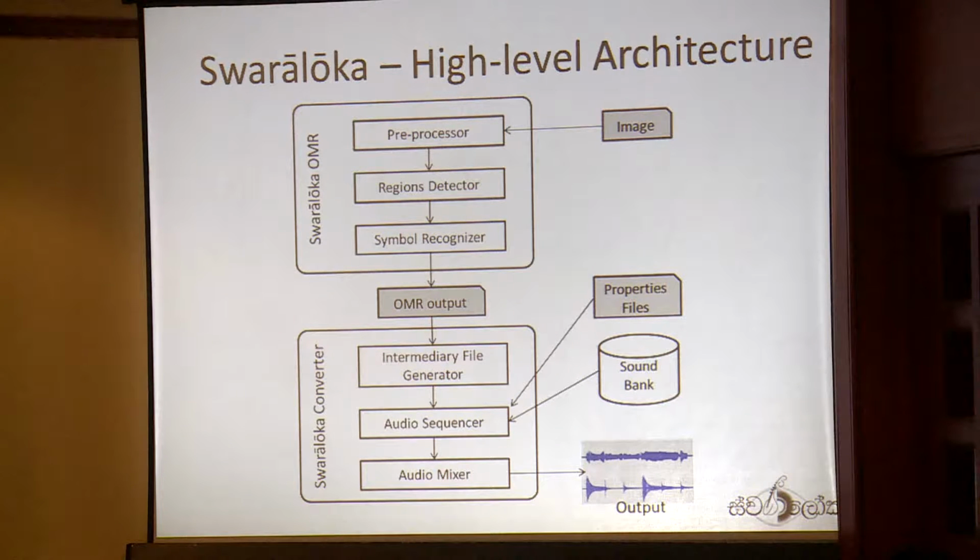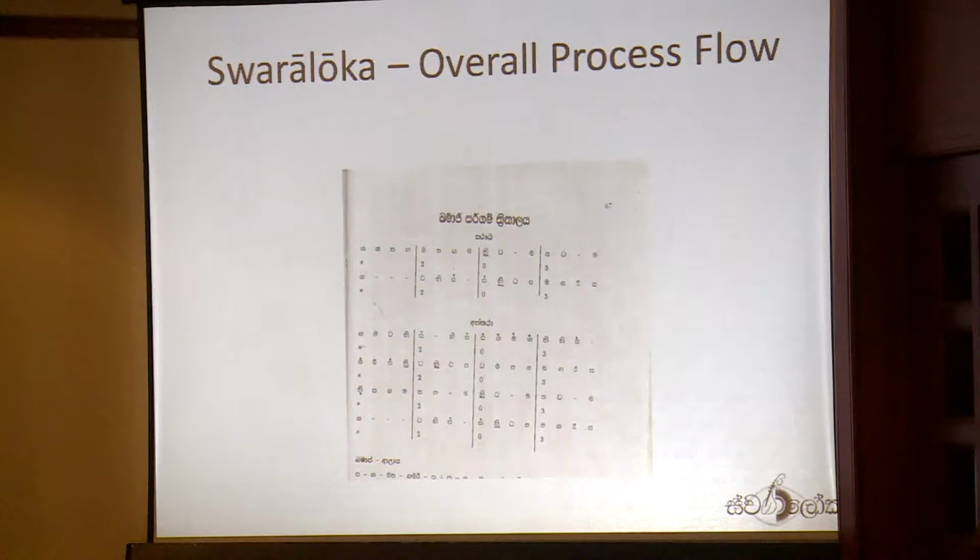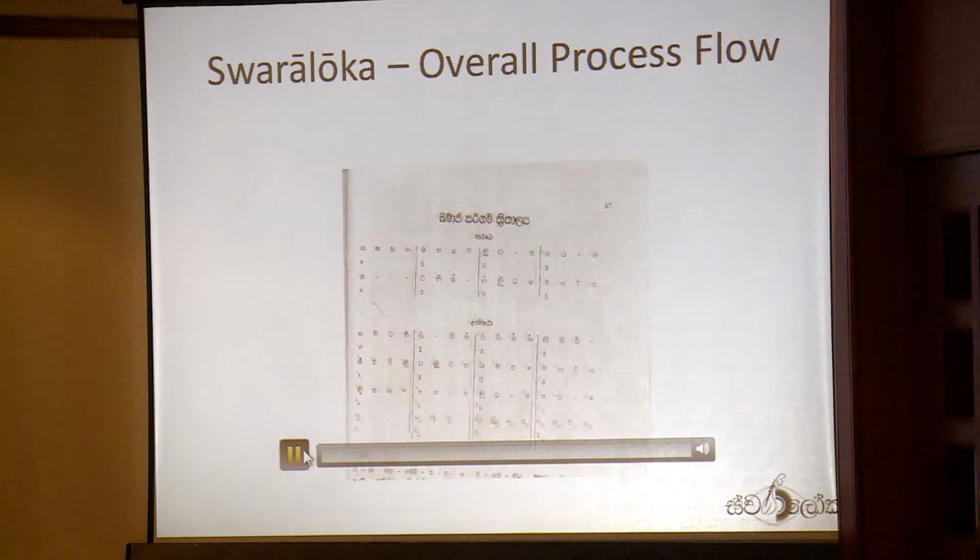This is the high-level architecture of the system, which consists of 2 major subsystems. One is Swarālōka OMR, the Optical Music Recognition Engine, which deals with recognizing the symbols within the music notation script. And from the OMR output, the converter converts it to a controllable and navigable audio format, depending on the controls it received from the interface. This is how the flow works.